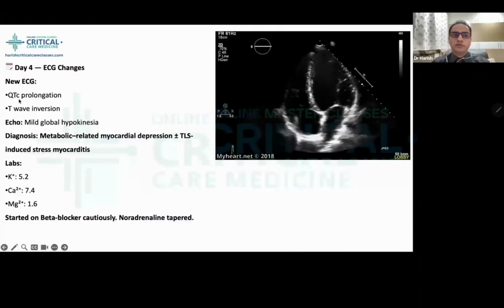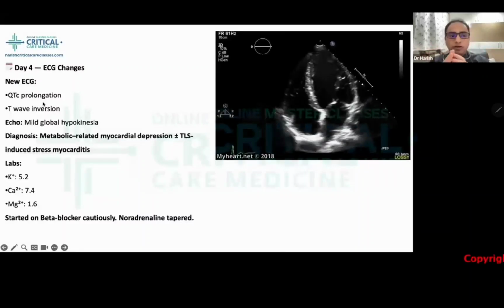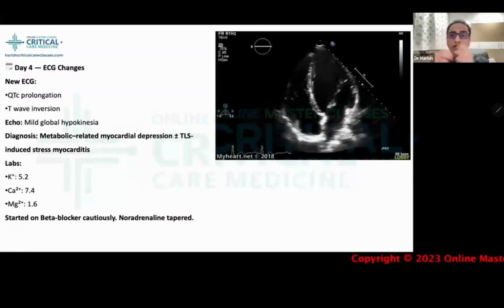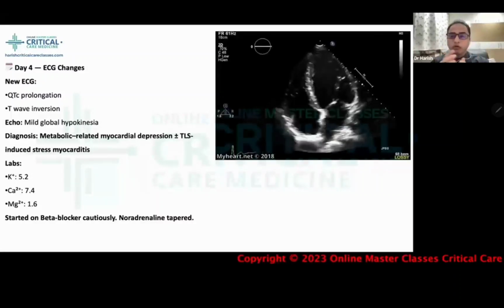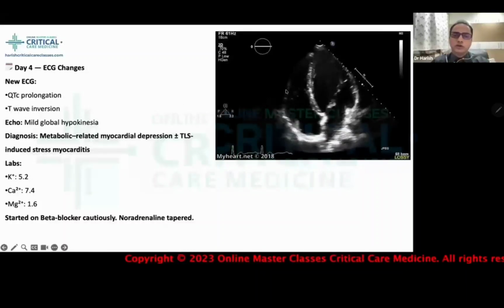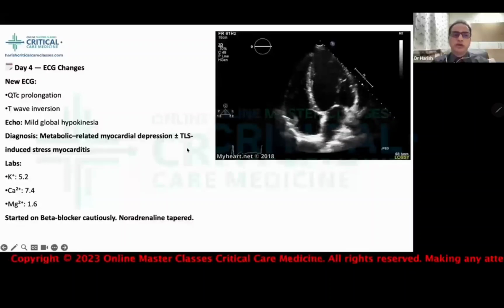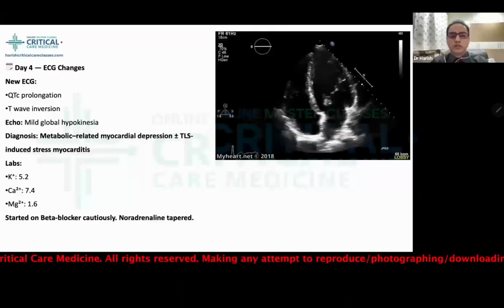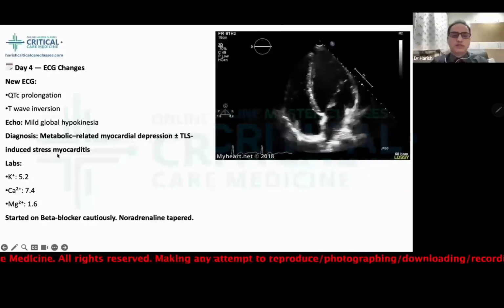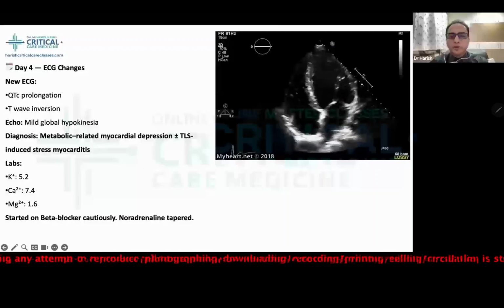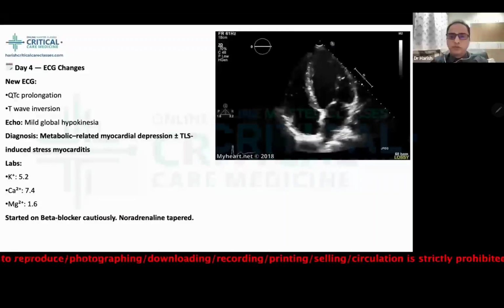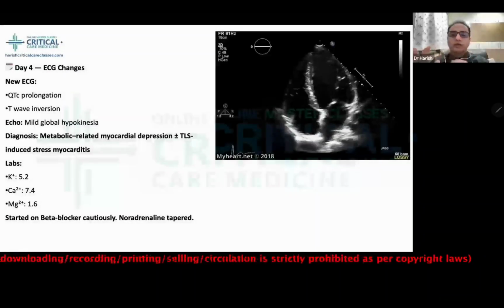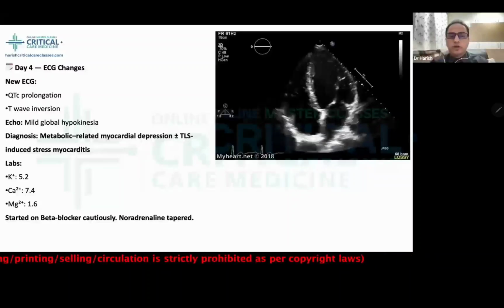So on day 4 we have some ECG changes. QTc is still prolonged, T wave inversion is there instead of tall T waves with wide QRS. Okay. This is the echo we got. Echo shows mild global hypokinesia. So the diagnosis is mainly metabolic-related myocardial depression, plus or minus TLS-induced stress myocarditis, because TLS not only causes dyselectrolemia or metabolic problems, it releases cytokines. All these cytokines can give some sort of myocarditis picture also, with global hypokinesia.